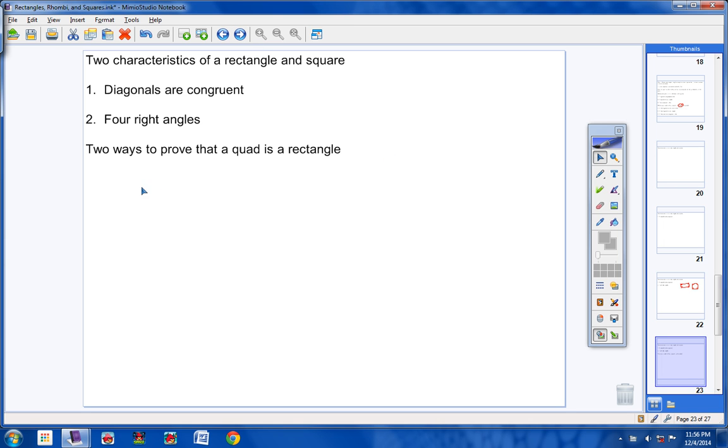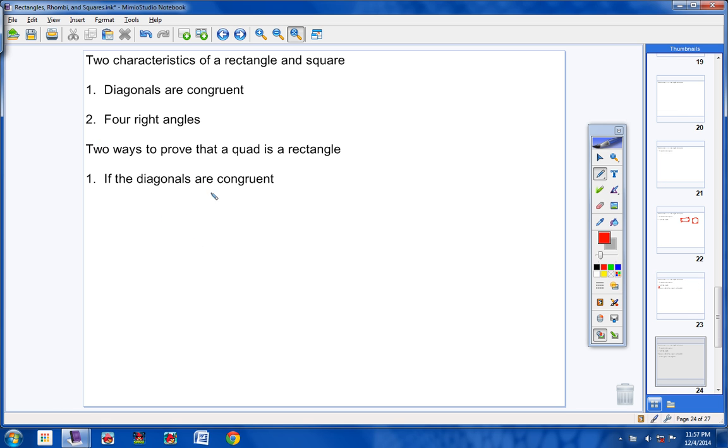Now, students, I want us to look at 2 ways to prove that a quadrilateral is a rectangle. So please copy that down. We're going to look at 2 ways to prove that a quadrilateral is a rectangle. So here we go. Number 1, copy this down.